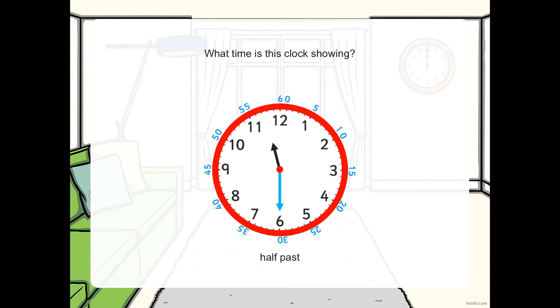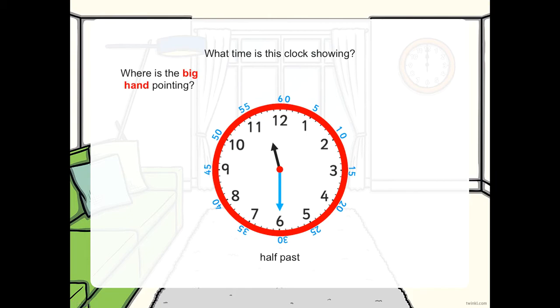What time might this clock be showing? The minute hand is pointing to the 6. It's moved halfway round the clock, so it is half past something. Is it halfway past the 11 or halfway past the 12? That's right, it's halfway past the 11, so it must be half past 11.